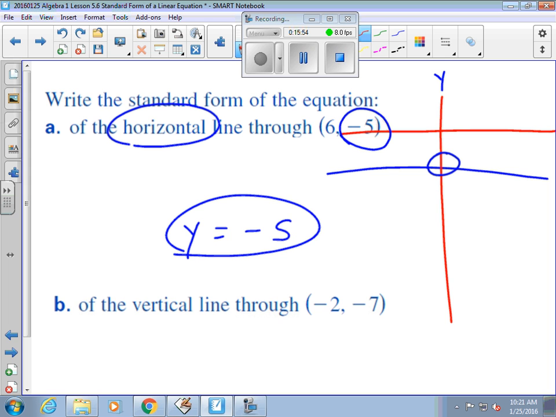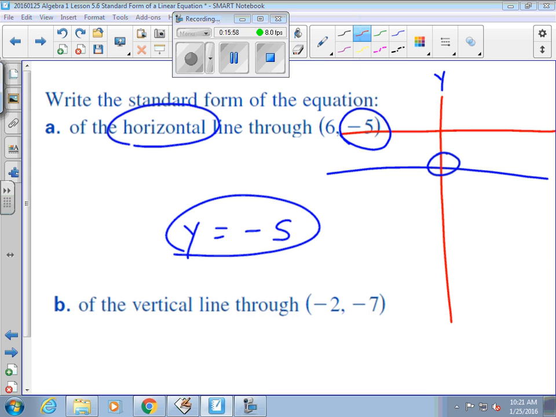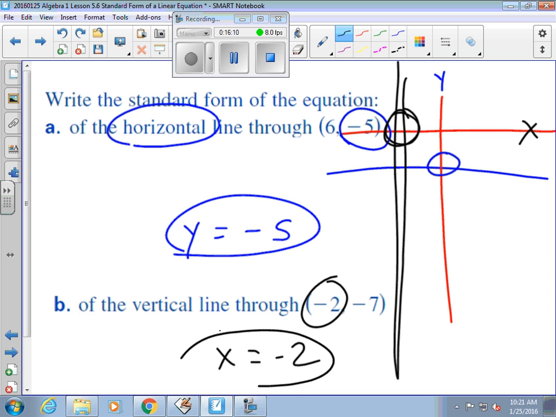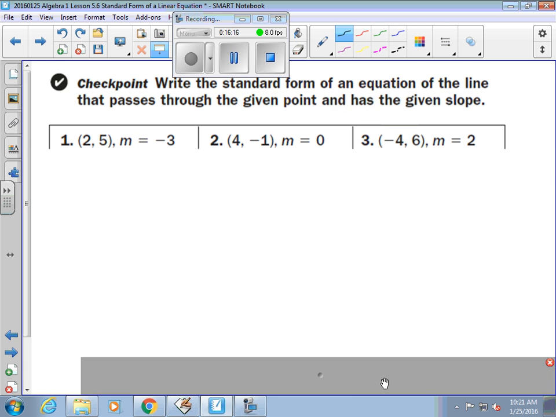And again, the vertical line, unlike the horizontal line that's going across, the vertical line is going this way. So you're looking for the value right there where it crosses through the x-axis. This is your x. X is -2. That's horizontal and vertical lines. X is -2.